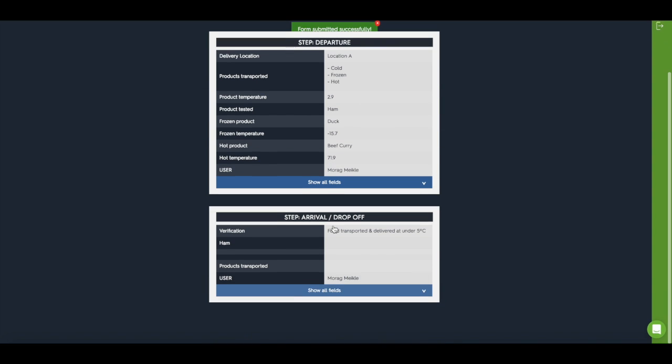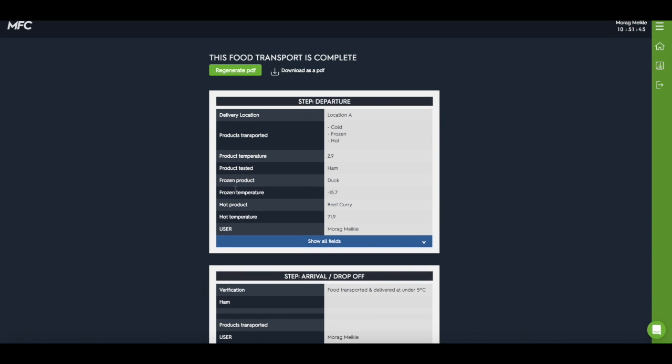So we can see there all of that information has been submitted to the database from both departure and drop-off temperatures.